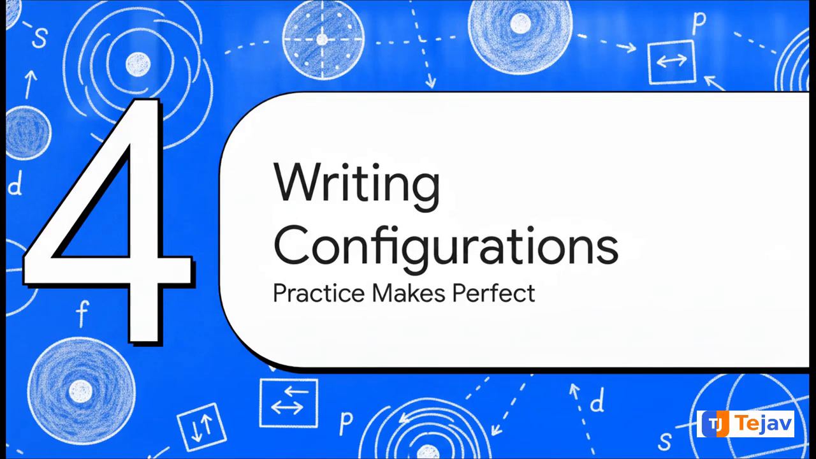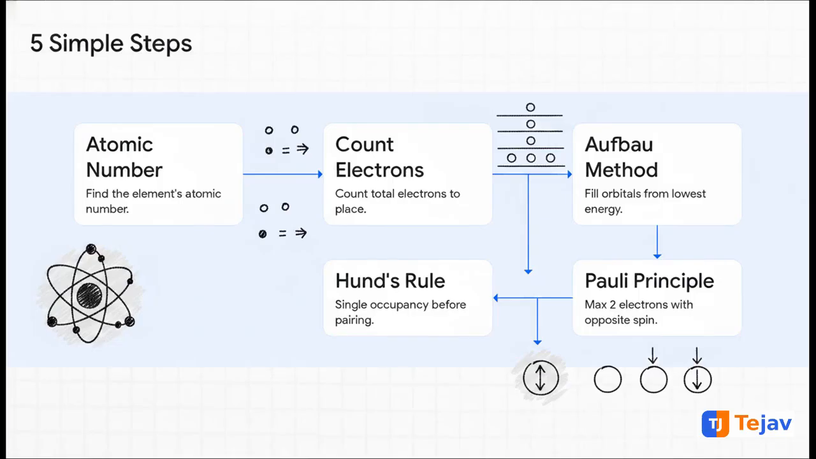All right, Section 4. We know the rules, we know the addresses. Let's actually put this theory to work and write out some configurations. Here is your bulletproof 5-step checklist for writing any element's configuration. Step 1, find the atomic number. Step 2, for a neutral atom, that's your total number of electrons. Step 3, start filling the orbitals using that Aufbau diagonal sequence. Step 4, follow Pauli, max 2 electrons per orbital. And Step 5, when you hit those P, D, or F subshells, use Hund's rule. Single rooms first, then pair up.